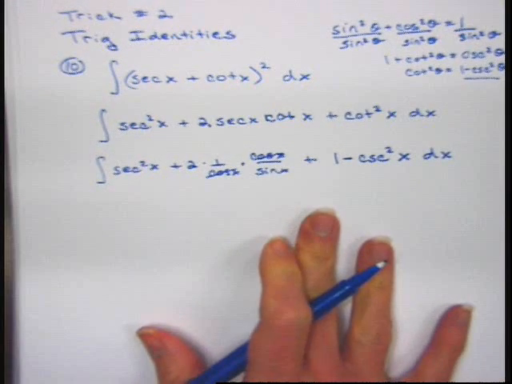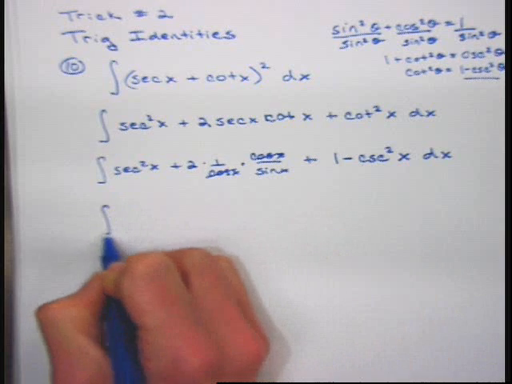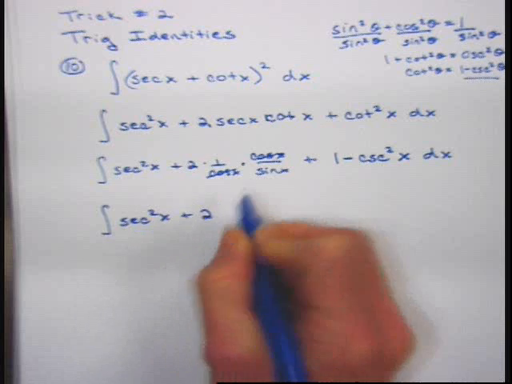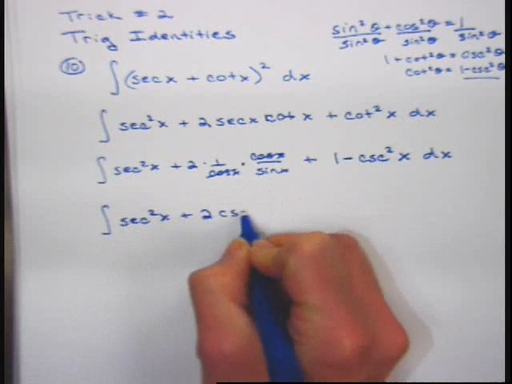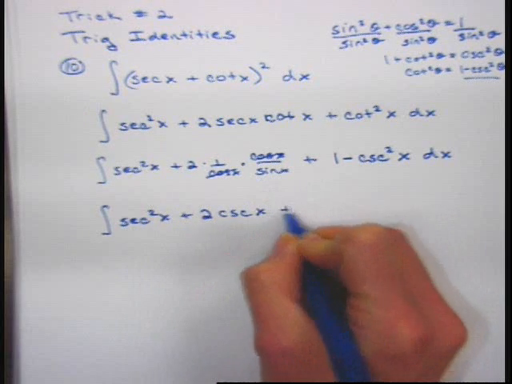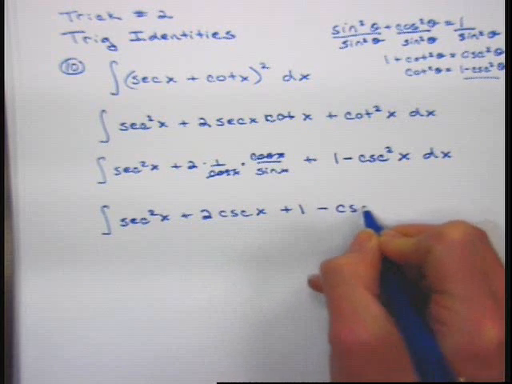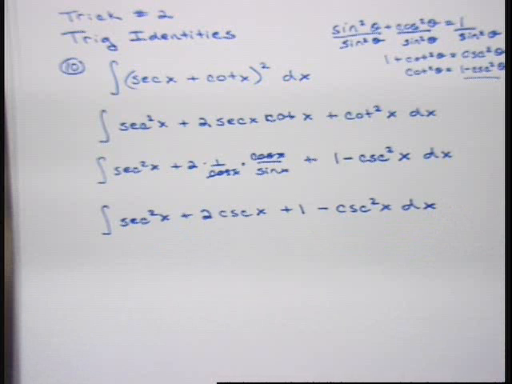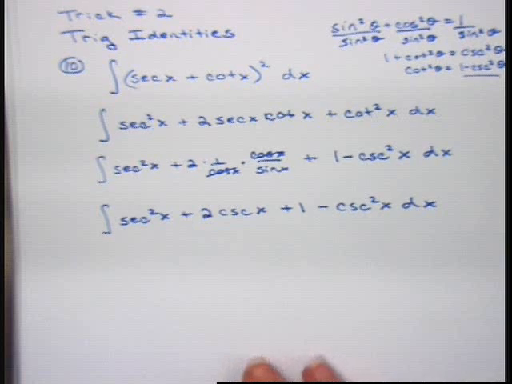All right, so we should be pretty good to go here. We have the antiderivative of secant squared x plus 2 times 1 over the sine, which is cosecant x, plus cosecant squared x minus 1 dx. And we do have an antiderivative for cosecant on your formula sheet, it's an ln one. So each of these can be anti-differentiated now.